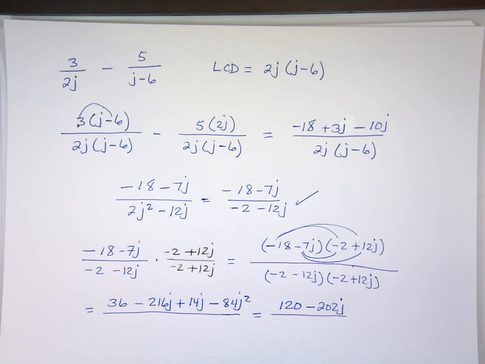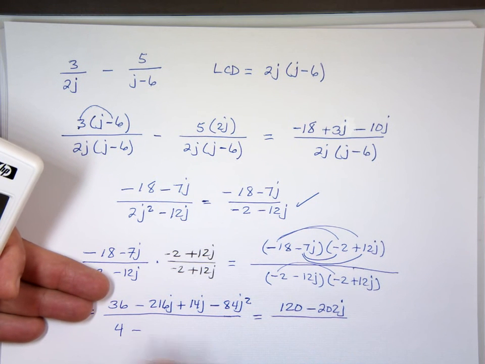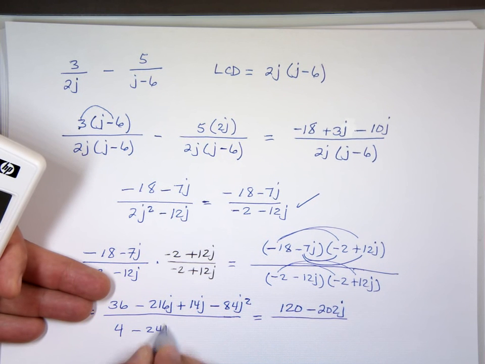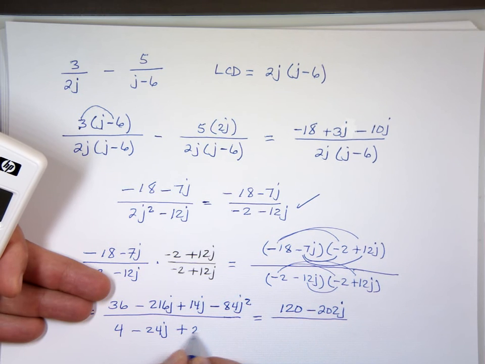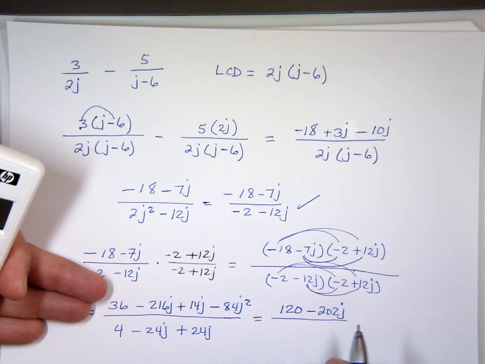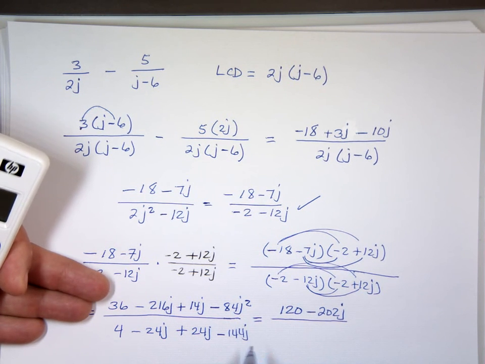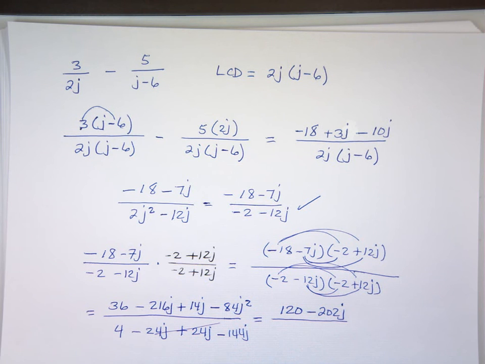Let's FOIL the bottom. 4 minus 24j plus 24j. Minus times a positive, negative 144j squared. This becomes a plus. 4 plus 144, is that 148?